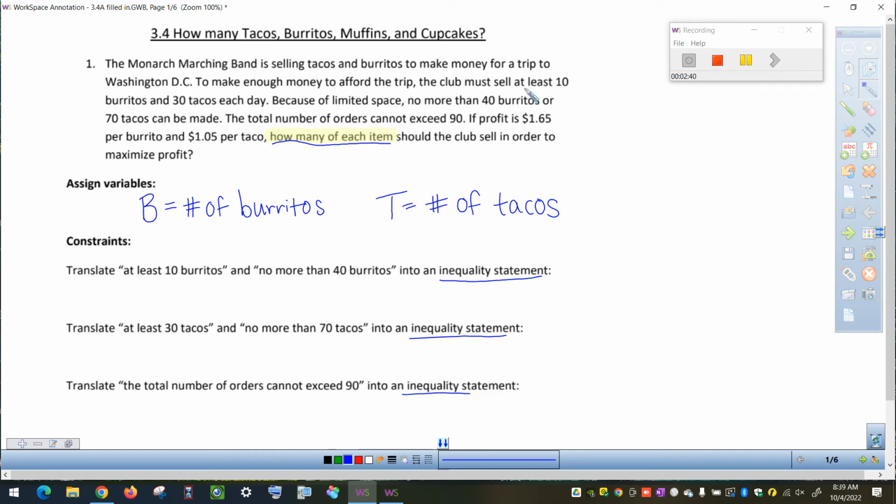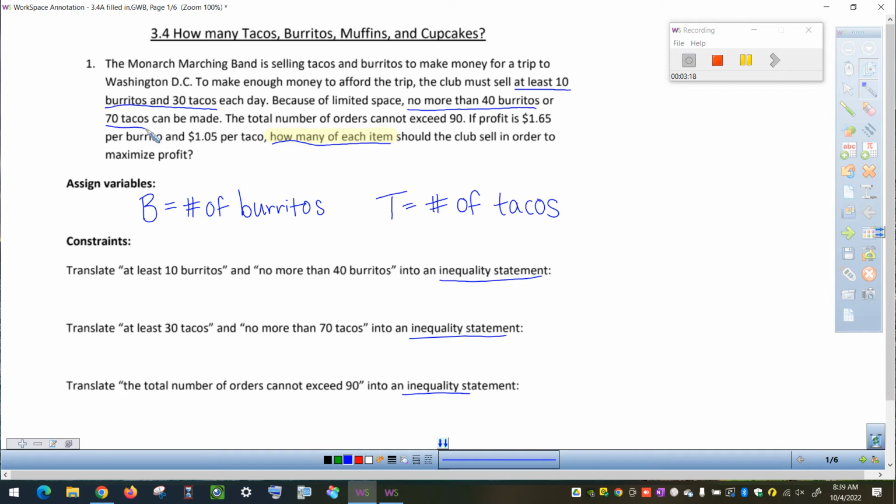So when we look back at the word problem and we look for some of those words, it says here that they must sell at least 10 burritos and at least 30 tacos. Okay, so that's going to be an inequality. So it has to be at least 10. It could be more than 10, but it has to be at least 10 or at least 30. Some other inequality words are, right here we have a limitation on space. So because of limited space, no more than 40 burritos, no more than 70 tacos could be made. So anything that we are limited by or restricted by.